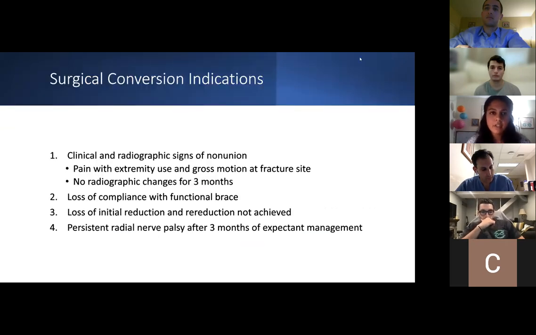So they had 4 major surgical conversion indications. The first one was clinical signs of non-union, which involved pain with extremity use and gross motion at the fracture site, just like we were talking about a few minutes ago, as well as radiographic signs of non-union, which indicated no radiographic changes for 3 months of follow-up. The second indication was loss of compliance with the functional bracing. The third was loss of the initial reduction, where the re-reduction that they tried was not able to be achieved. The fourth indication was persistent radial nerve palsy after 3 months of expectant management.